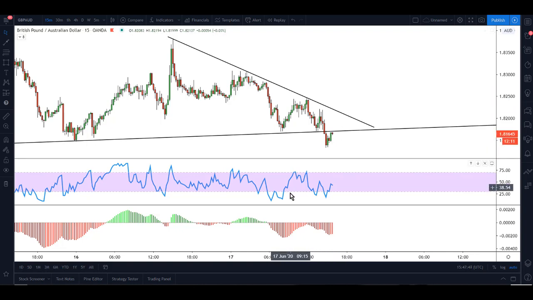We're also seeing it on the RSI. Look, we've got this low here and this low here. That's a low and that's a higher low. So again, with the RSI there's a divergence, there's a difference between price and the RSI. So this could be the end of this down move.